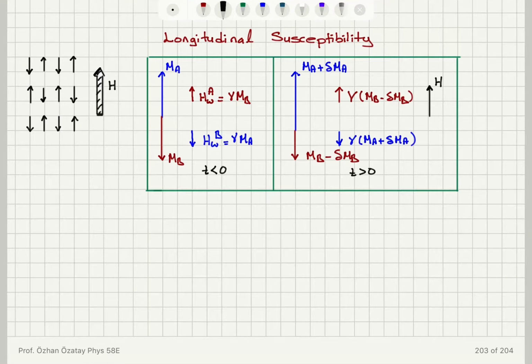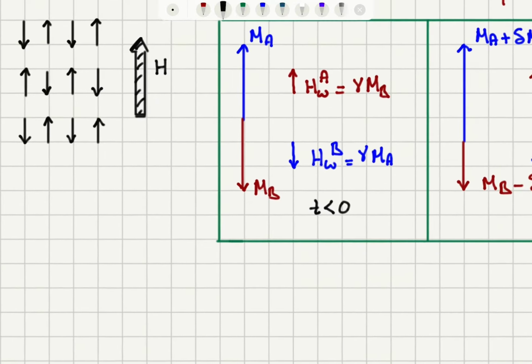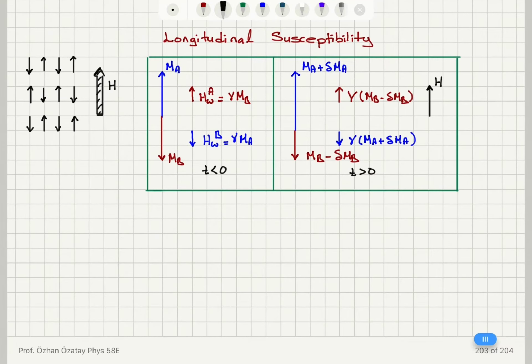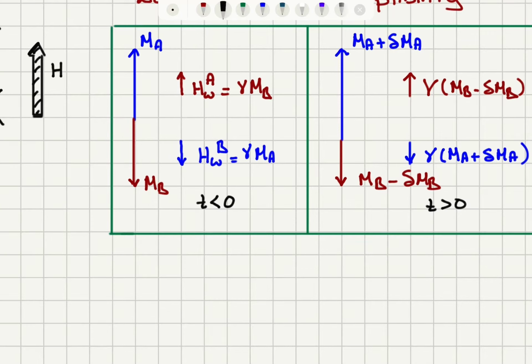Now we will analyze the case when the magnetic field is applied along the direction of the sublattice magnetizations. As you can see here, in the previous case we had a transverse situation, where the magnetic field was applied perpendicular to the sublattice magnetizations. Now it's in the longitudinal direction. As a result, before t equals 0, we had MA and MB equal to each other, balancing each other.